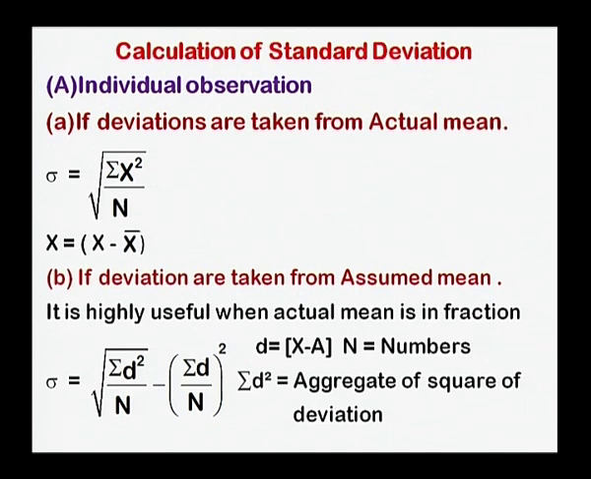The deviation is calculated with the help of actual mean and the numbers given in the individual observations. If we want to calculate deviations from assumed mean, then this formula is used. It is highly useful when actual mean is in fraction. Standard deviation is equal to the root of summation d square divided by n minus summation d divided by n, whole square. Here d indicates x minus a, where a is the assumed mean, n is the number of observations, and summation d square is the aggregate of squares of deviations.